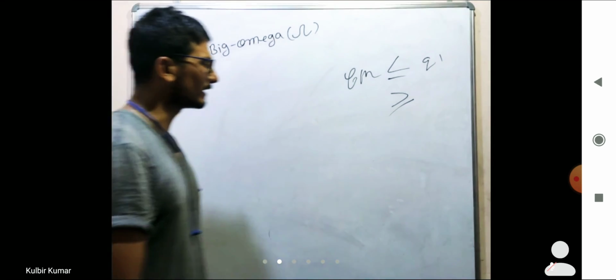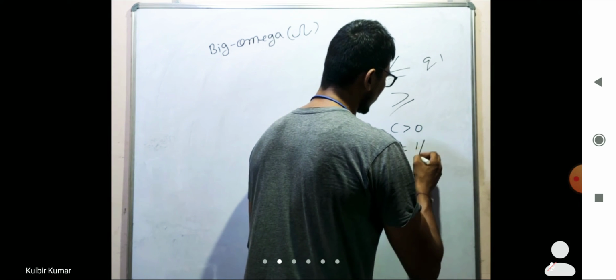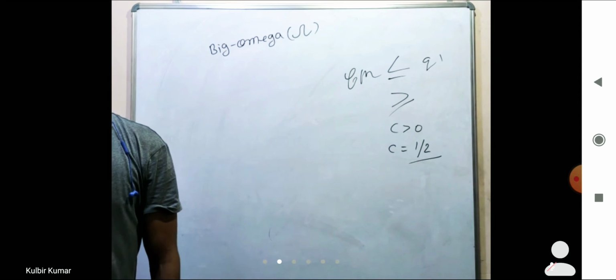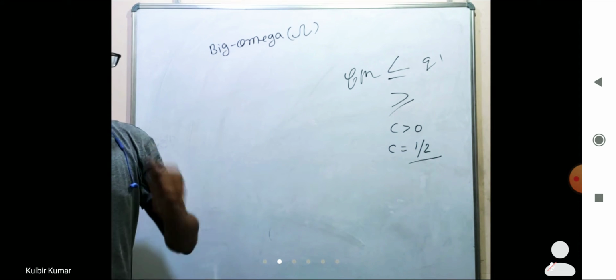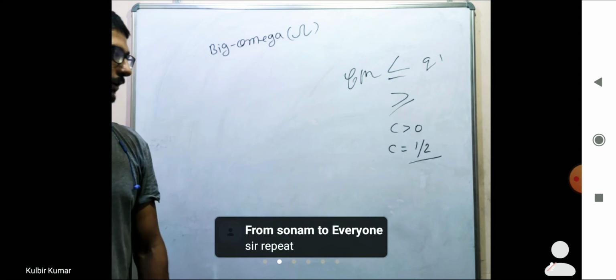And remember one thing: c is greater than 0. So you can take the value of c as 1/2, 1/10, 1/100, anything. But it should be a positive value only. You cannot take 0 or negative.